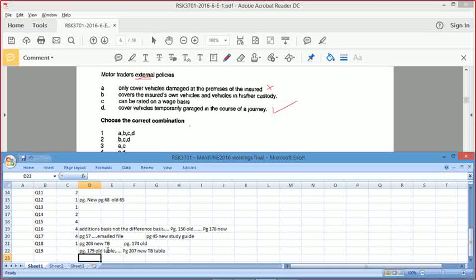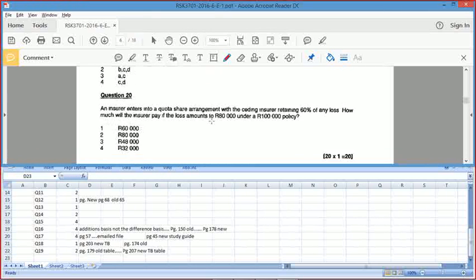And they said covers vehicles in a temporary garage, that's correct. The insured's own vehicles and vehicles in his custody and control, that is correct. Okay, and the basis, let's check the next page. Methods of rating: named driver, trade plate, and weight basis, so that's also correct. So, B, C, and D, option 2. Okay. Happy with that? Yes.